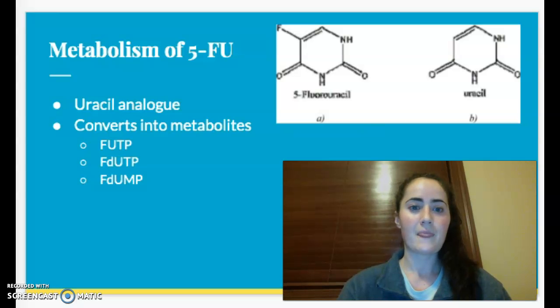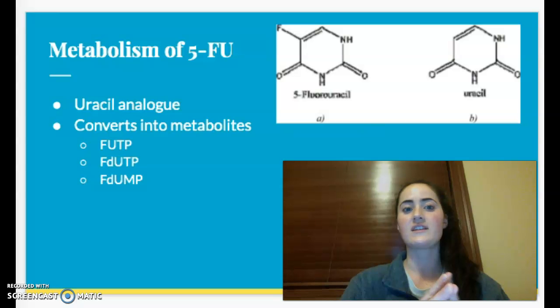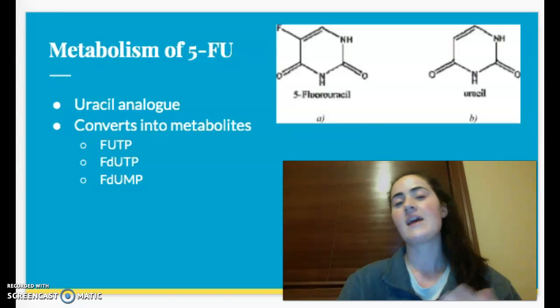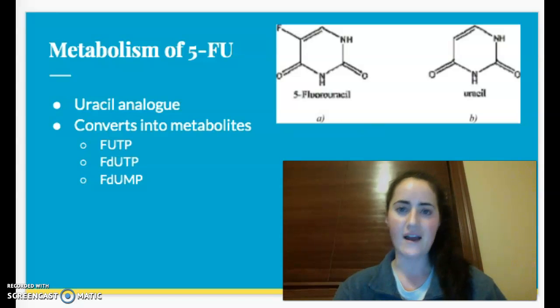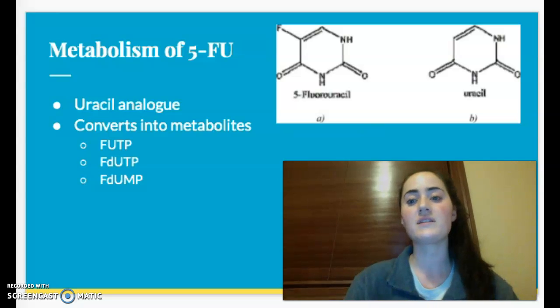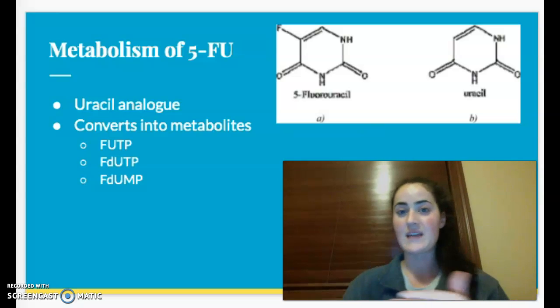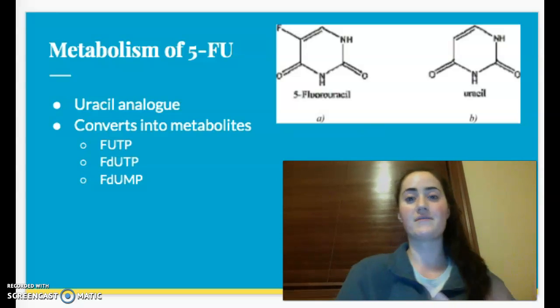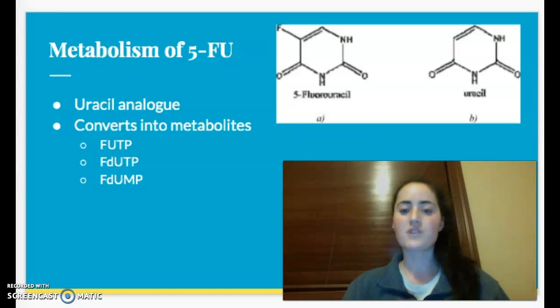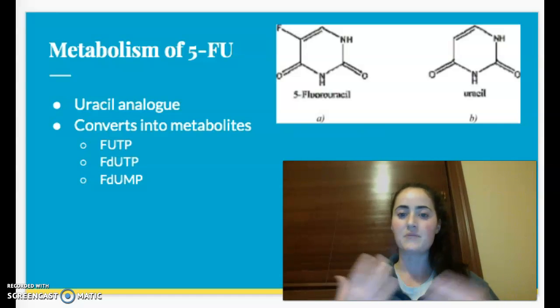And as soon as it enters, it's actually converted into different active metabolites. I thought that was pretty fascinating because in this way, it's capable of becoming very potent, because you're able to create these different metabolites and almost have a compounding effect. So there are several specific metabolites that I did want to discuss.